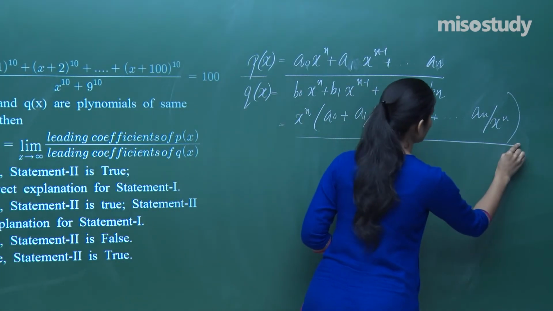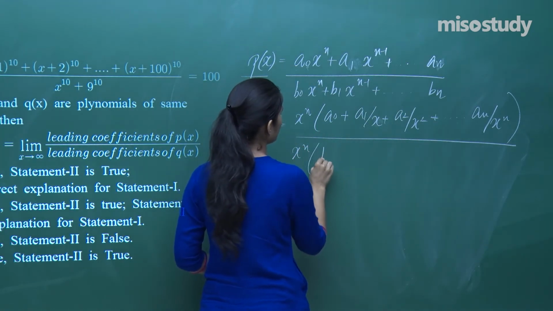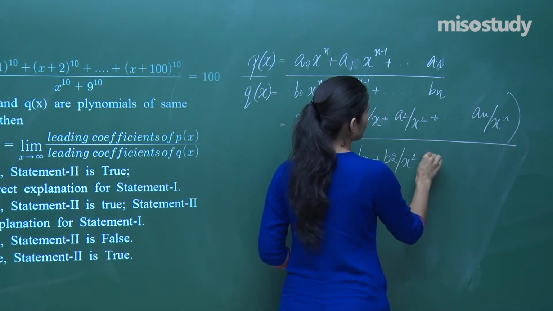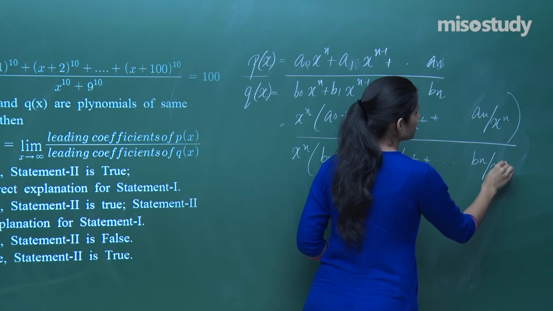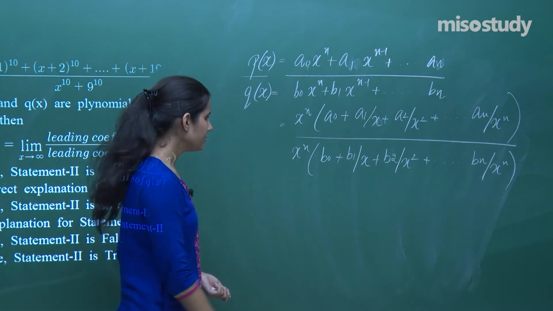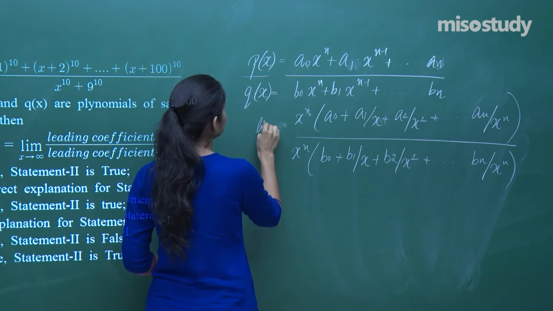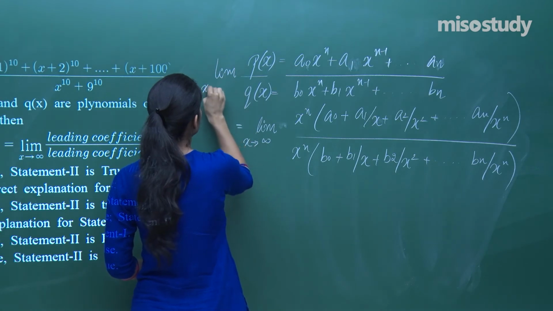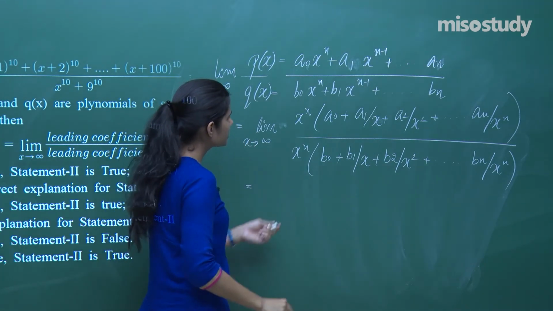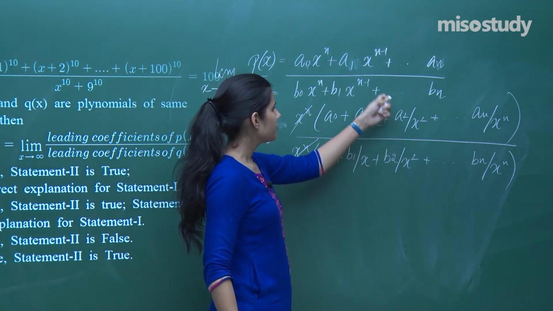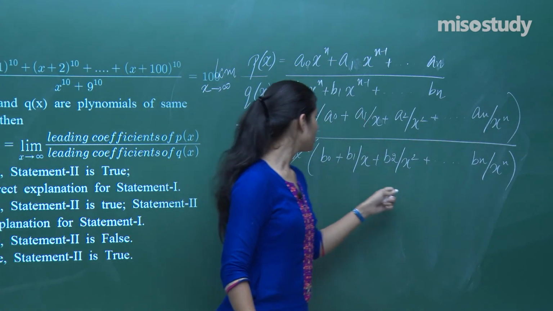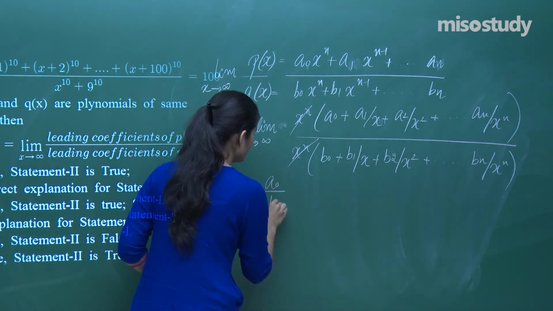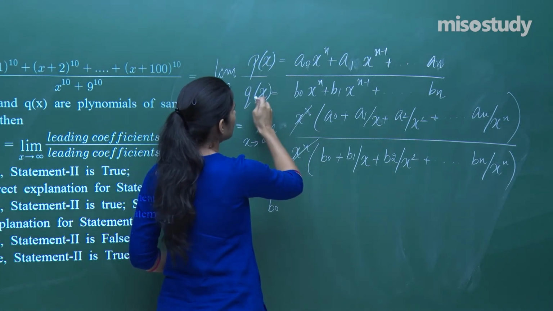Similarly, from the denominator also, when you take out x to the power n common, you are left with b naught plus b1 by x plus b2 by x square plus and so on, bn by x to the power n. Okay. So when you apply limit x tends to infinity in here, this gets cancelled, limit x tends to infinity, this becomes 0, 0, 0, 0, 0, 0, you are just left with a naught by b naught. And a naught is the leading coefficient of p, b naught is the leading coefficient of q.